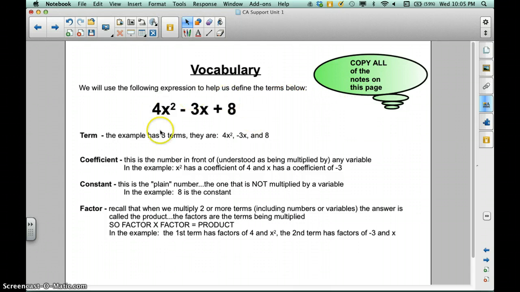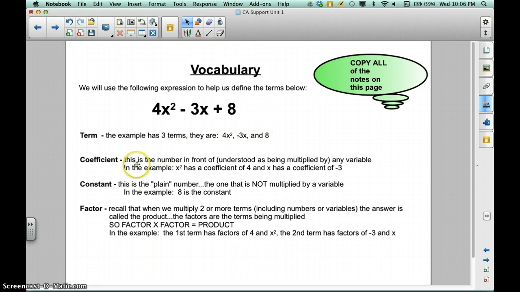The expression here is 4x squared minus 3x plus 8. The first word we're going to talk about is term, and in this example there are three terms. They are 4x squared, negative 3x, notice I included the minus as a negative in the term that follows it, and positive 8. Those are the three terms.